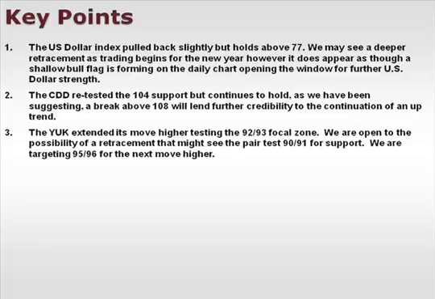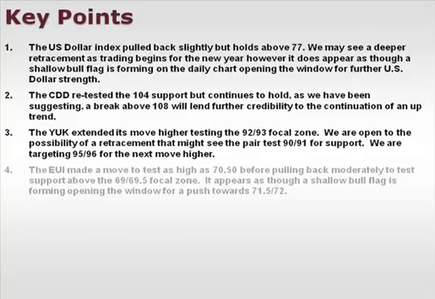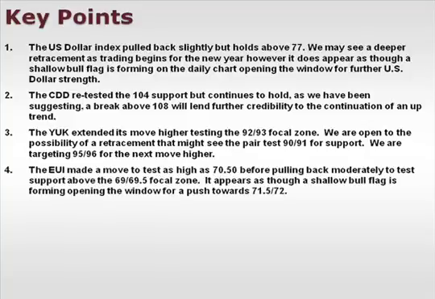The YUK extended its move higher, testing the 92-93 focal zone. We are open to the possibility of a retracement that might see the pair test the 90-91 for support. We are targeting 95-96 for the next move higher. The EUI made a move to test as high as 70.5 before pulling back moderately to test support above the 69.5 focal zone. It appears as though a shallow bull flag is forming, opening the window for a push towards 71.5 to 72.